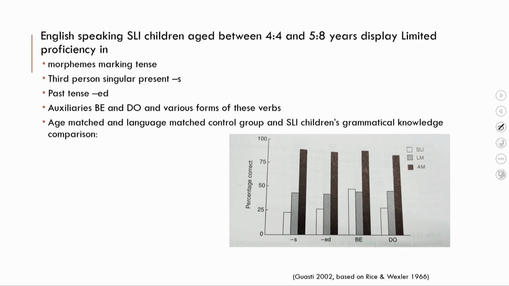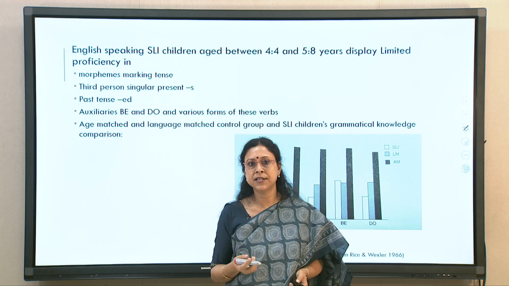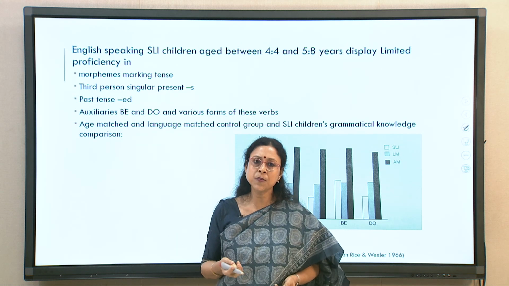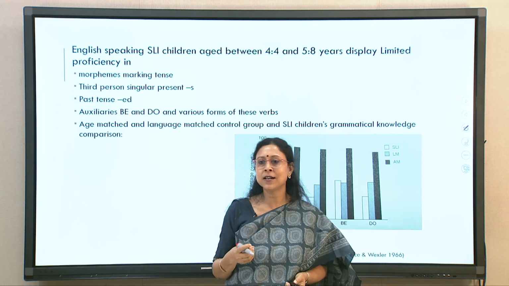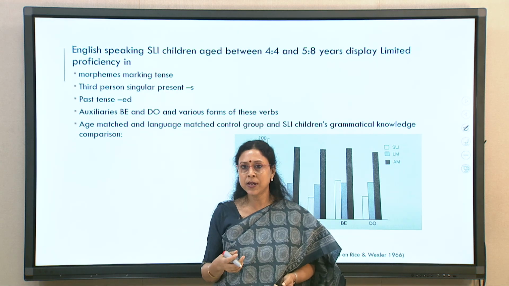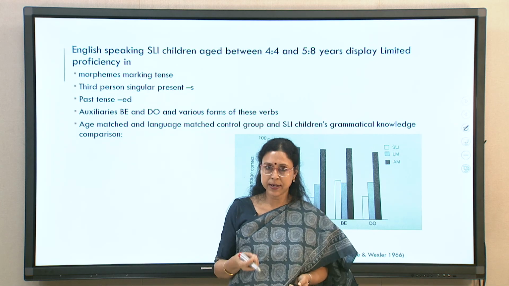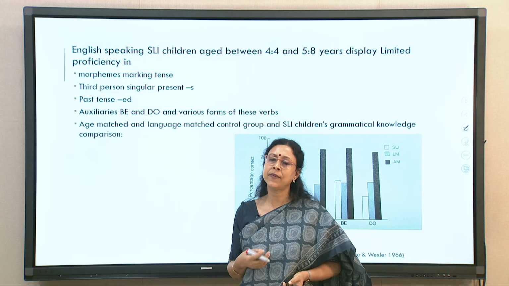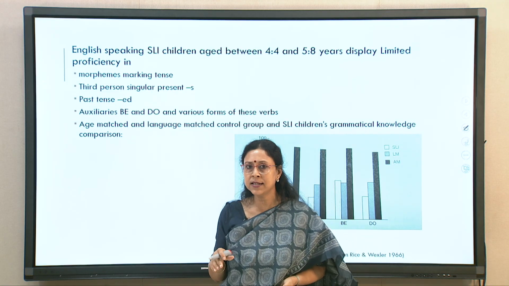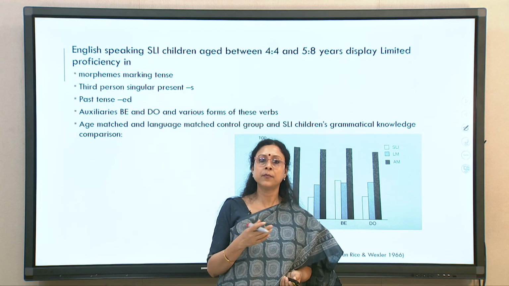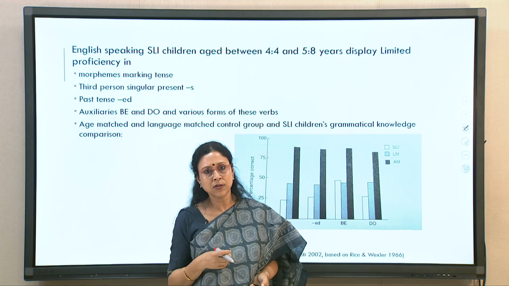One particular study compared SLI children aged between 4.4 and 5.8 years with control groups. The study looked at the comparison between SLI children and age matched control groups on morphemes marking tense, third person singular present and past tense ed, alongside auxiliaries be and do and various forms of other verbs. The SLI children were compared with age matched and language matched control groups.